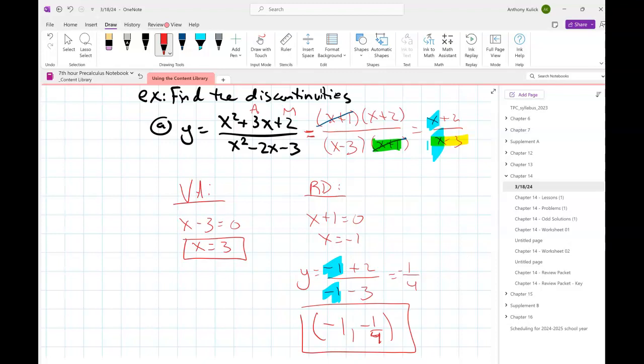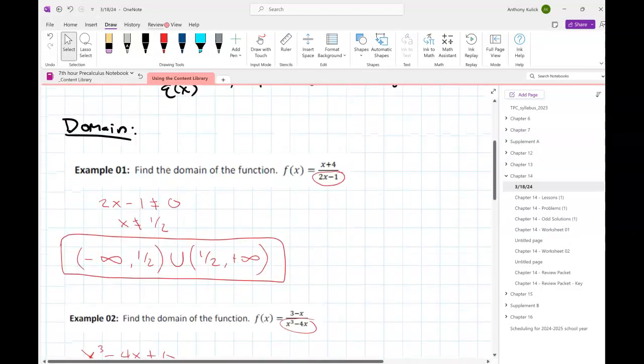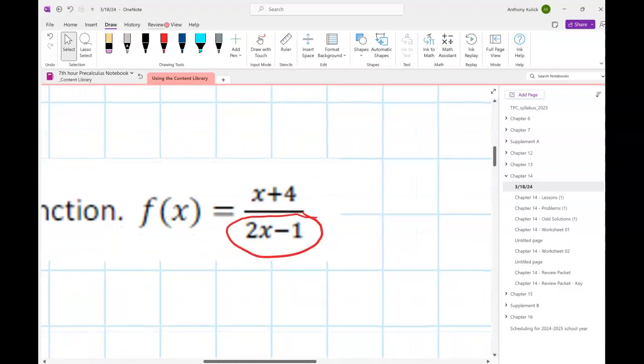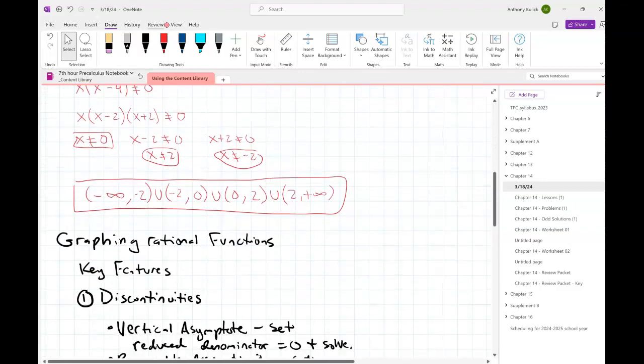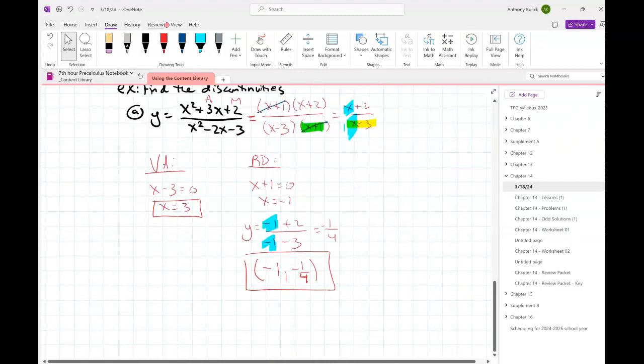Are you always going to get a removable discontinuity? Well, no, definitely not. If we go back and look at this example right here, that has no removable discontinuity. There's nothing to factor. Nothing crosses out, so I can't get a removable discontinuity there. Next question, could I get more than one vertical asymptote? Definitely, right? If the numerator was just 1, there's nothing to reduce, so I set the denominator equal to 0. There's 2 factors, I'll get 2 vertical asymptotes.